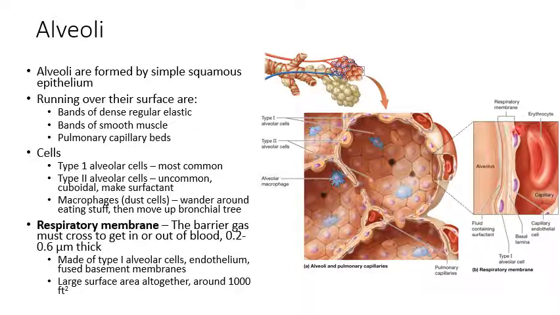This is extremely thin, 0.2 to 0.6 microns. It's very thin, you guys. It's way, way thinner than you're thinking. It's important for it to be very thin so that gas crosses really easily. You don't want anything blocking the gas as it's trying to get into your body or out of your body. So the fact that it's so thin makes it easier for gas to cross.